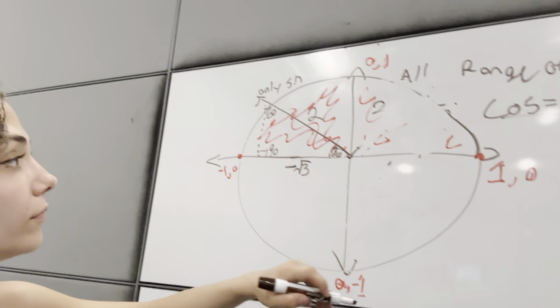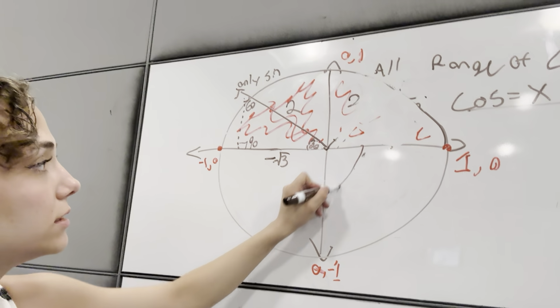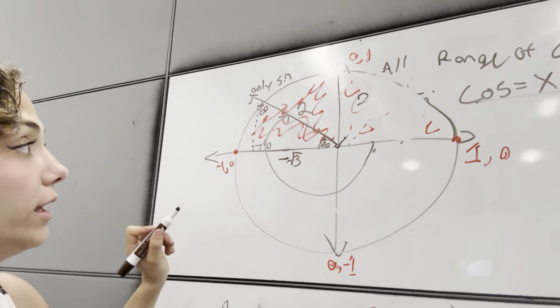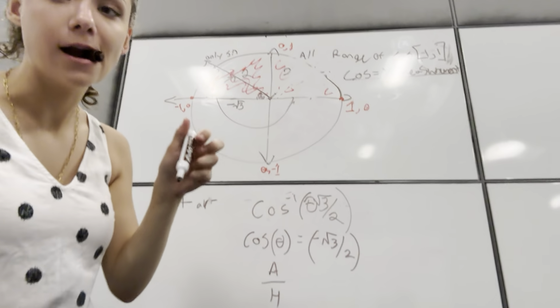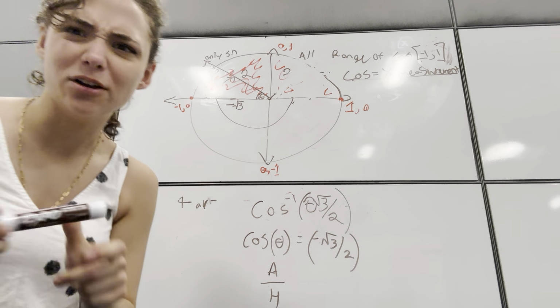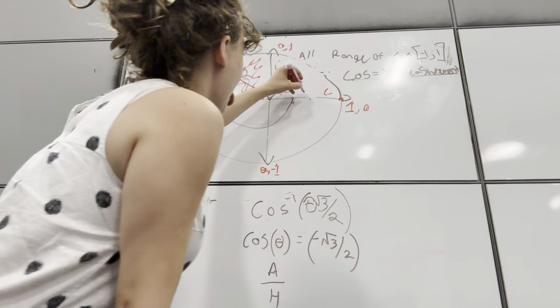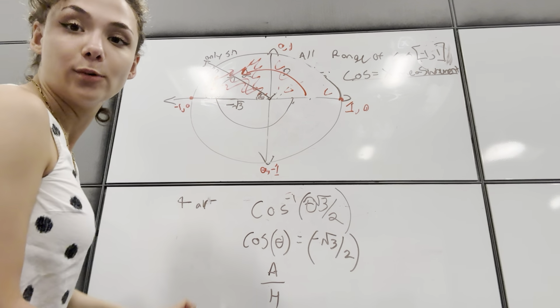So here's the thing. You could be asked to find it this way, or I have it in color. That was gross, I shouldn't have put that in my mouth. But you could have it going this way.